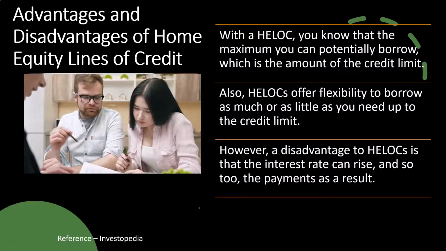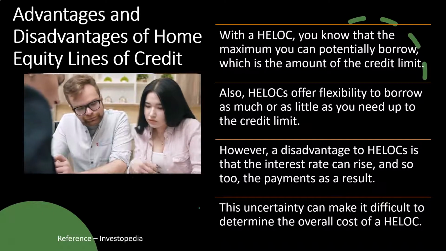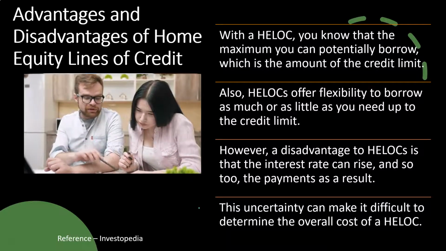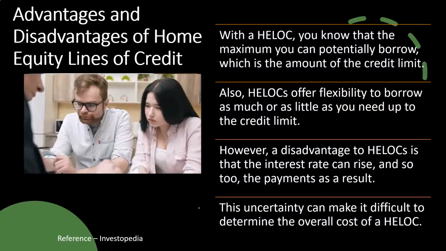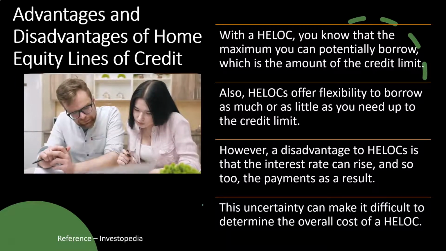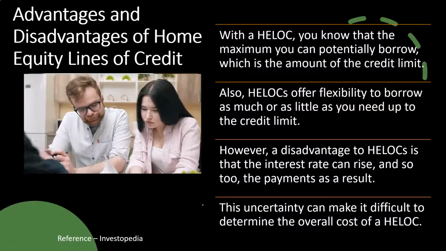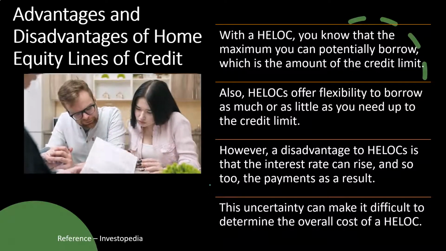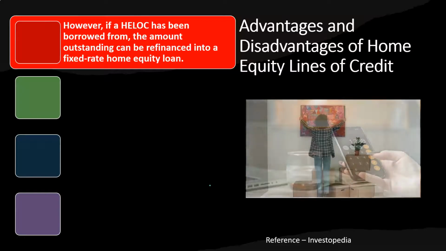However, a disadvantage to HELOCs is that the interest rate can rise, and so too the payments as a result. So if you have flexible rates, that can increase the rates. This uncertainty can make it difficult to determine the overall cost of a HELOC. So clearly, if you don't know exactly what your needs are in the future, you don't know how much you're going to take out, and you don't know what's going to happen with the interest rates, then there's a lot of uncertainty in that scenario. At the same time, the fact that you have uncertainty and want access to the HELOC in case of an emergency is part of the reason you might have it, but it also makes it difficult to plan exactly what's going to happen.